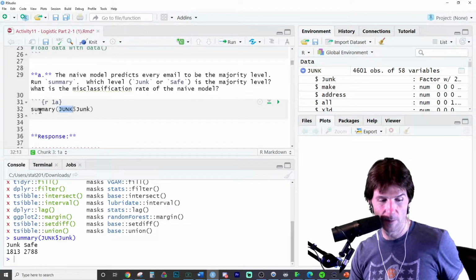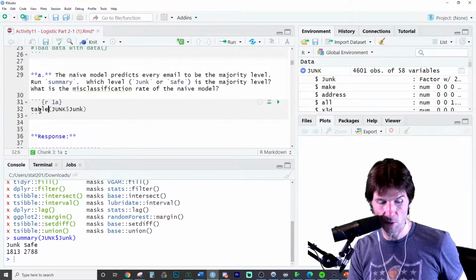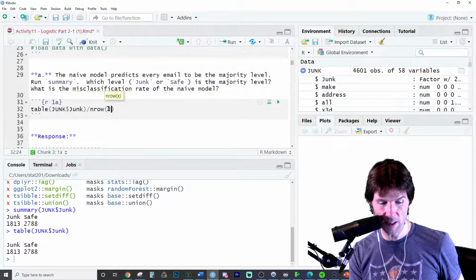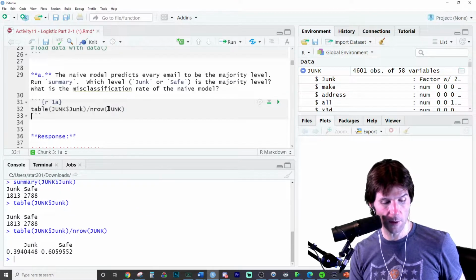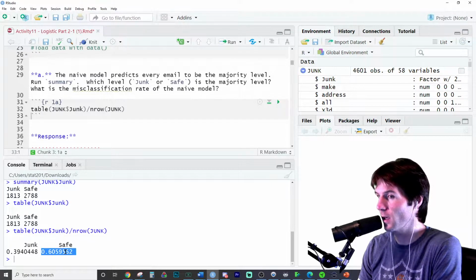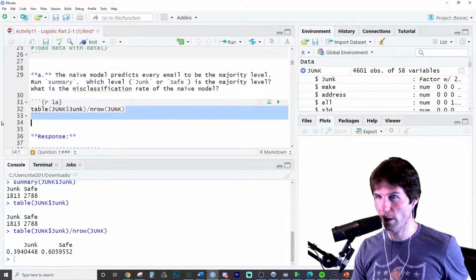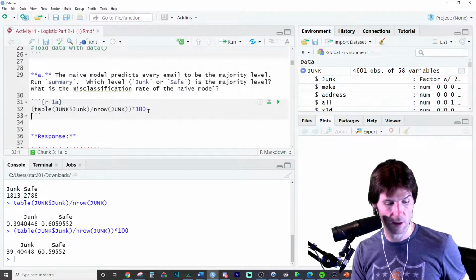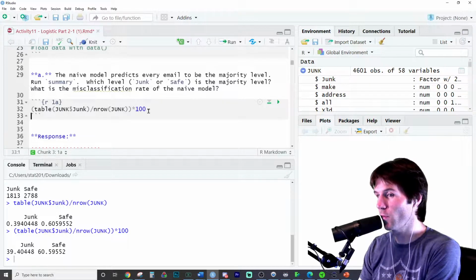So what we can actually do, I'm not going to use this summary as it says, I'm going to do a table, which gets you the same output. I'm going to divide by the number of rows in the data set. And now we can see the decimal percentage of the emails that are safe. So when you think about this, and we can do one last thing right here, we're seeing what percent are safe emails, and 39.4 are junk, and 60.6 are safe.